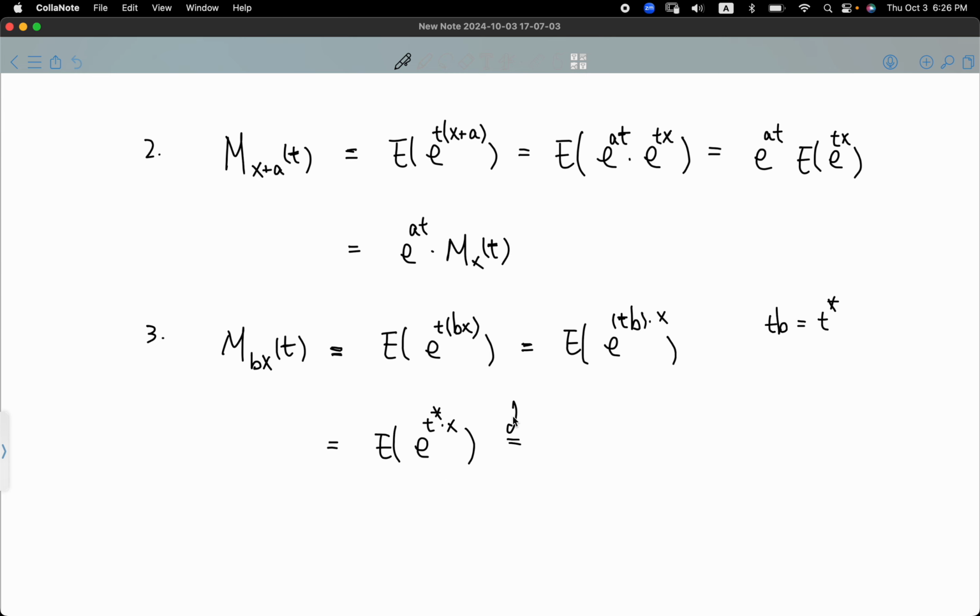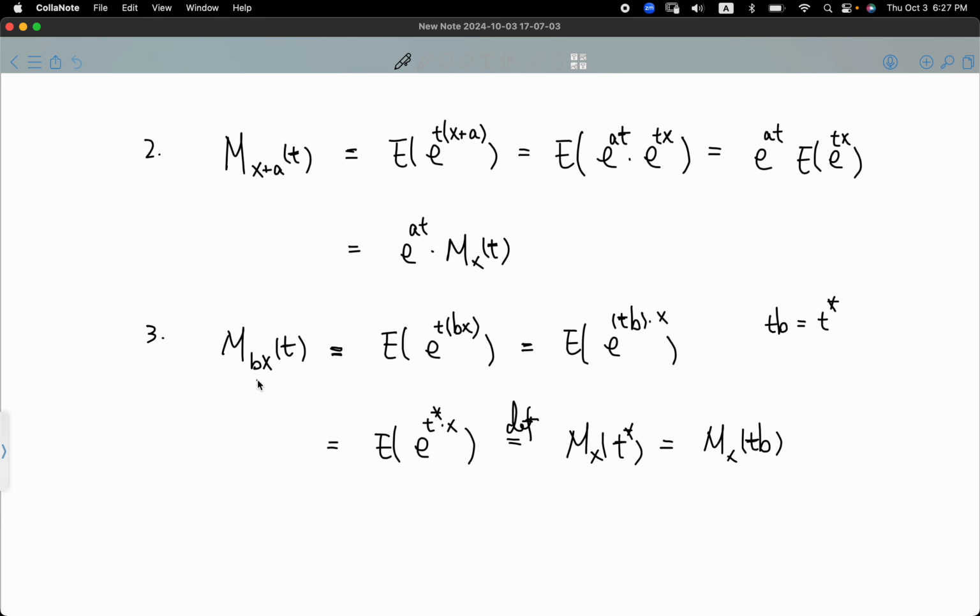And this is also just the definition for the moment-generating function for your random variable x, but the t is now replaced by t star. So now this is a function of t star, not the t anymore. And then you replace the t star by bt again. So this is your third result.